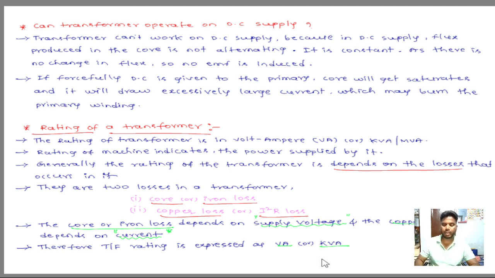Why is it kilovolt ampere? Generally, we generate electricity at the generating stations in terms of kilovolts. The purpose of a transformer is to transfer electrical energy from the generating stations to the distribution station. The available power in the generating station is in terms of kilowatts. That's why the transformer rating is also measured in kilovolt ampere. Is this clear? This is the way the rating of the transformer is measured in volt ampere or kilovolt ampere.